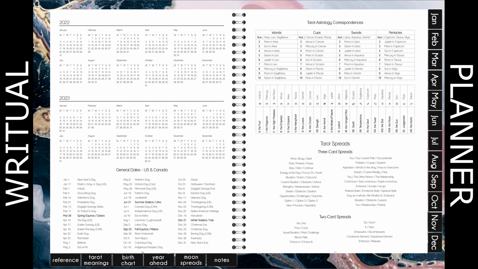Next up, we have the 2022 and 23 monthly calendar dates for reference, as well as general holiday dates in the US and Canada. And then your tarot astrology correspondences, so you can see how those interplay with each other. And then a list of 3-card spreads, as well as 2-card spread ideas that you can come back to as you're pulling your cards each day.